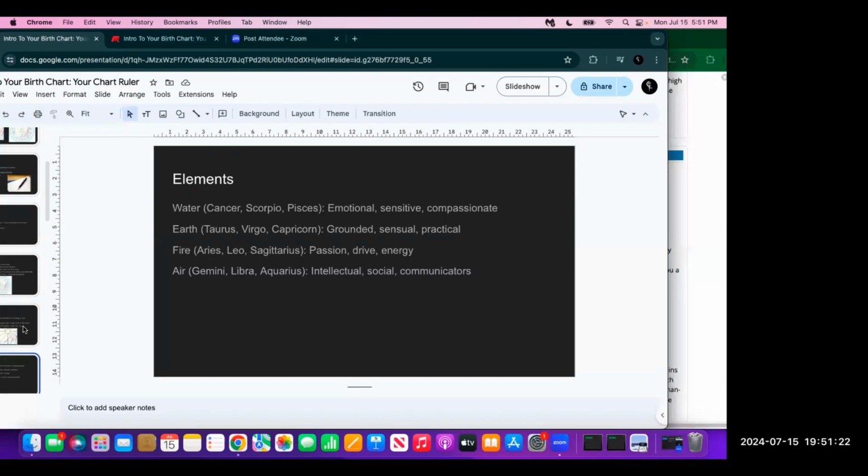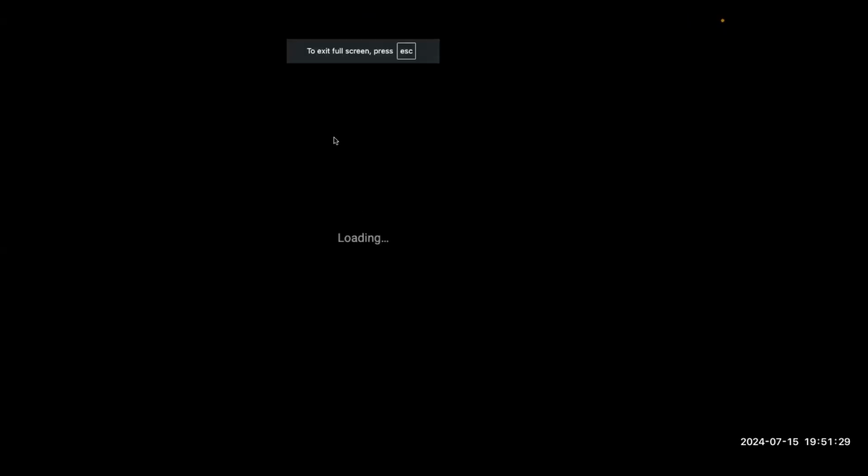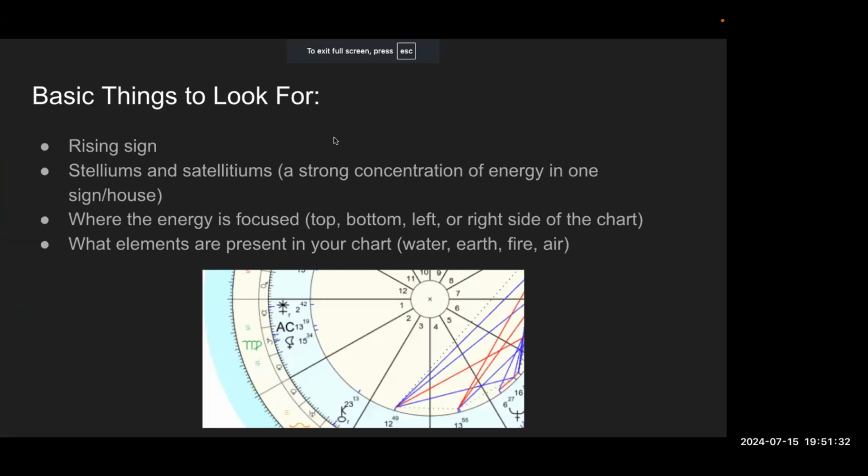But that being said, we have some things that I will continue to point out to you guys because there's so much to the natal chart. So yeah, we talked about concentrations of energies, where the energy is focused. Do you have a lot of planets towards the top of your chart? Do you have a lot of planets towards the bottom of your chart? Do you have a lot of planets more towards the right? Do you have a lot of planets more towards the left? Because this is the hemispheres of your chart, and that has implications that we'll go over.